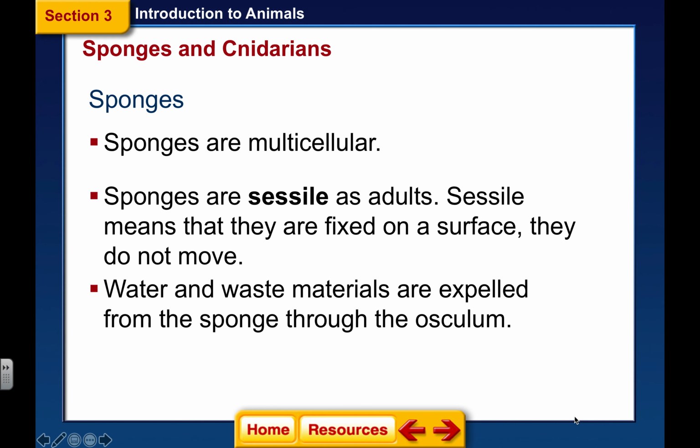Water and waste are going to flow out of this very large opening at the top of the sponge called the osculum. Sponges are dependent on a flow of water in order to get their food. Water is going to flow in through intake pores, and it's going to exit this large opening at the top called the osculum. And we'll have a picture up here in just a minute. I'll show you what that looks like.